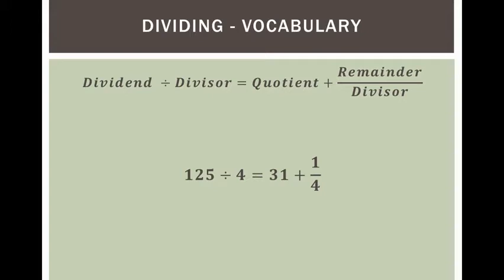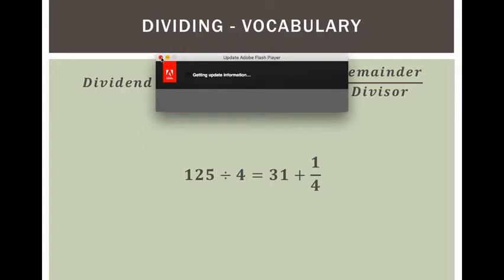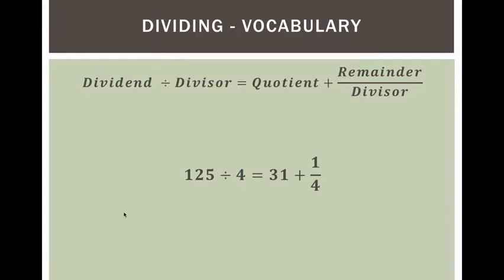So we have a dividend, which is what we are dividing, divided by the divisor. And that's going to equal your answer, which for a division problem is called the quotient, plus your remainder divided by your divisor, right? The remainder is anything that's left over after being able to evenly divide the divisor into your dividend.